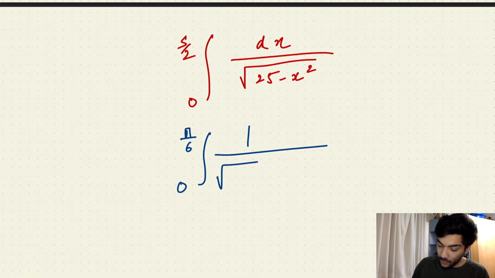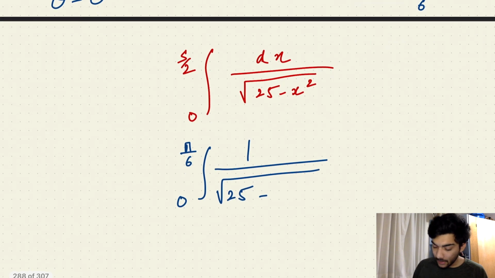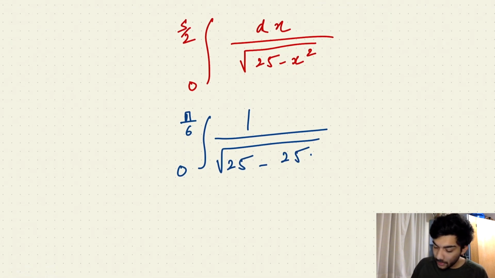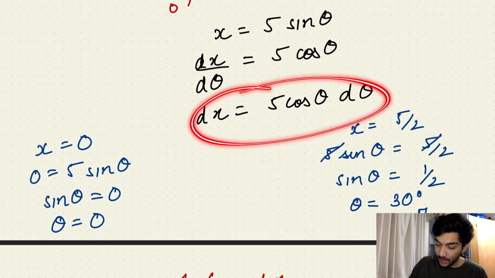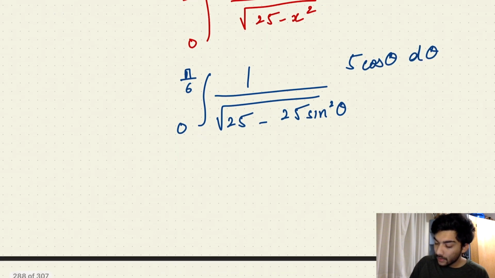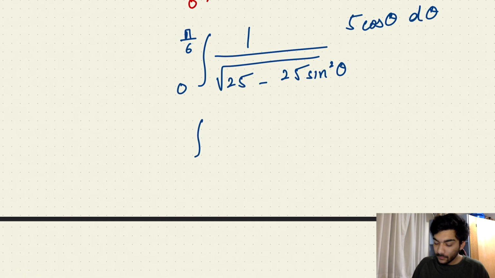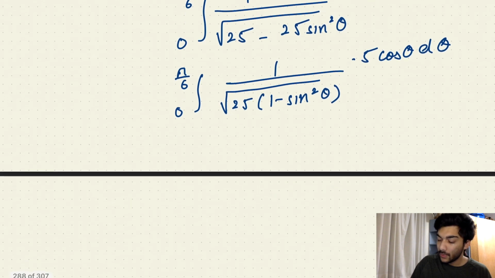And 1 upon under root 25 minus x square. Since our x is 5 sine theta, 25 minus x square would be 25 minus 25 sine square theta, and dx in this case is again 5 cos theta d theta. So let's simplify this expression again, and we would get square root of 25 times 1 minus sine square theta, and then 5 cos theta d theta in the numerator.